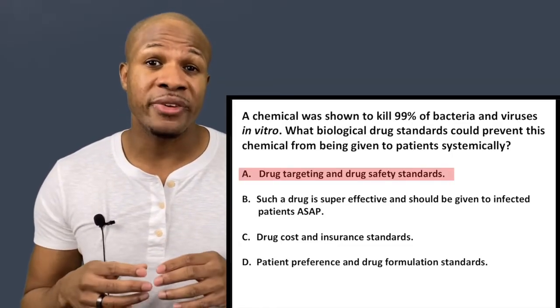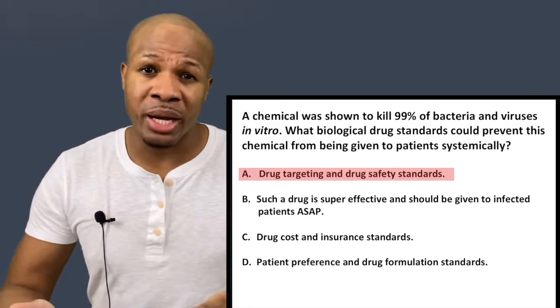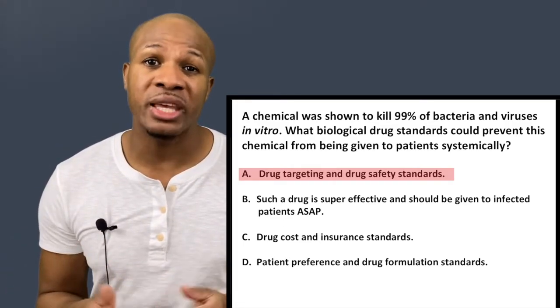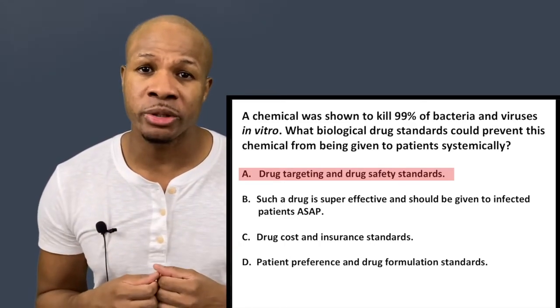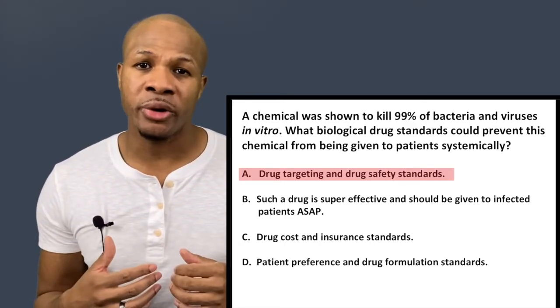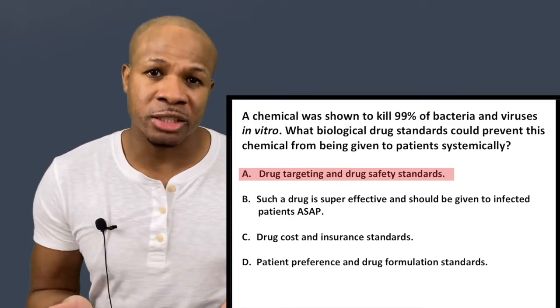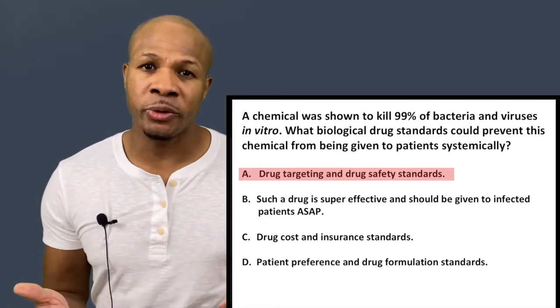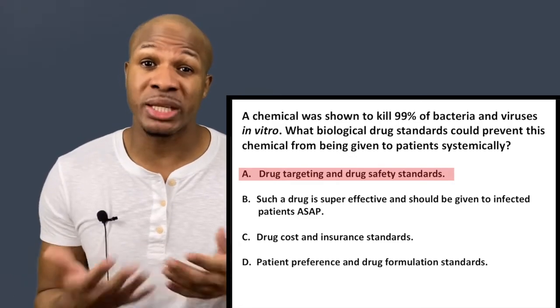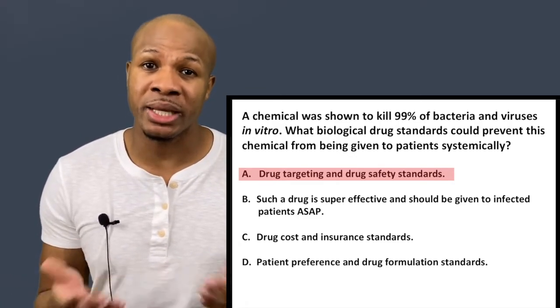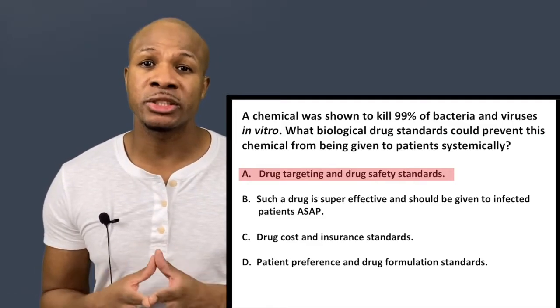Just because a drug is effective in vitro, which means outside of the body, doesn't mean that it's going to be effective in vivo, inside the body. Okay? There's not a one-to-one correlation between those two things. And C and D will be incorrect because those are not biological standards, right? Drug costs and insurance, those are economic standards. And patient preference is more of a patient standard, right? Not necessarily a biological standard. So the correct answer is answer choice A.